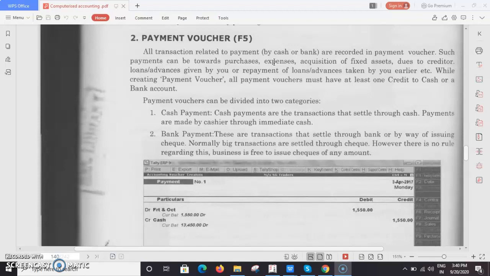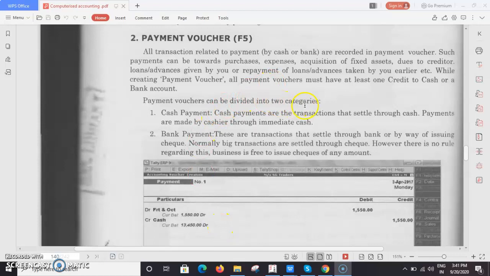Now when we are purchasing a fixed asset, the cash is going out, in that case also we will use payment voucher. Next, if you want to pay amount to the creditors, in that case also cash is going out or bank balance will reduce, so we have to use payment voucher. At the time of payment, at least one credit should be to cash or a bank account; the credit side should be either cash or bank account.